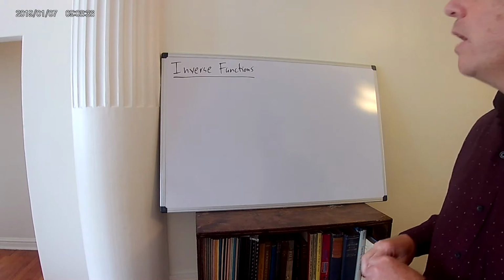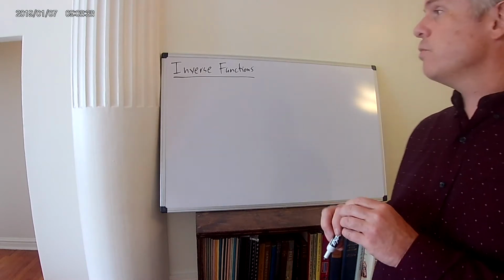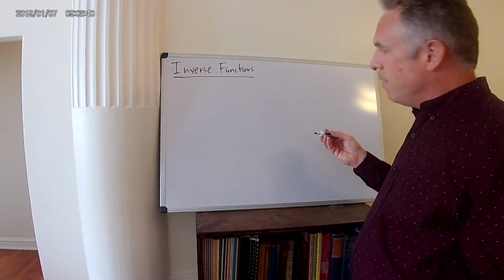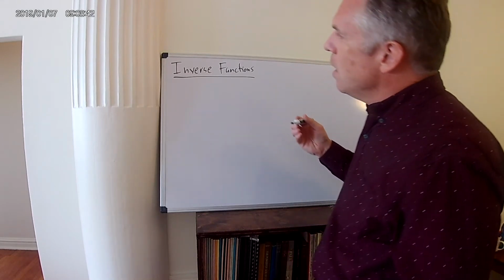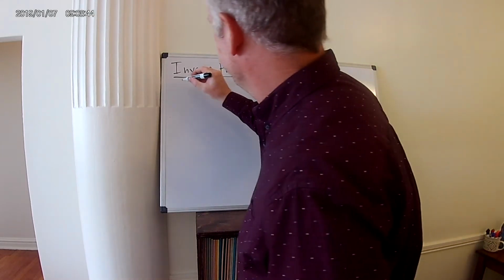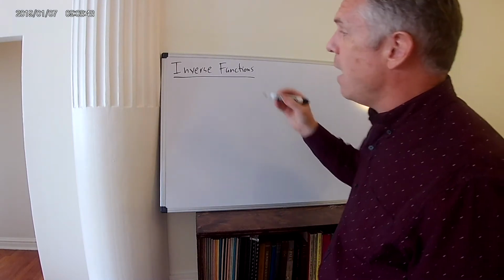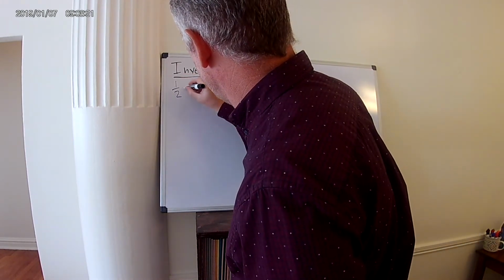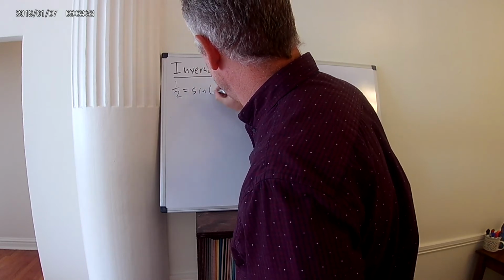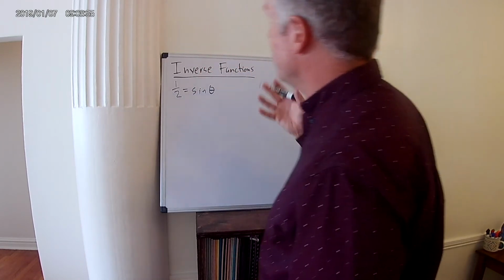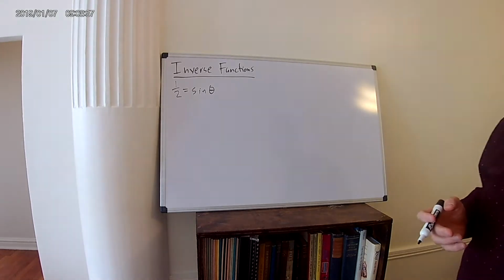Okay, and it turns out you guys have actually already seen an inverse trigonometric function. The way you've seen it is, if I were to ask you, find an angle such that the sine of that angle equals 1/2. So I could write that like this: 1/2 equals sine of theta. Find an angle such that the sine of that angle equals 1/2.